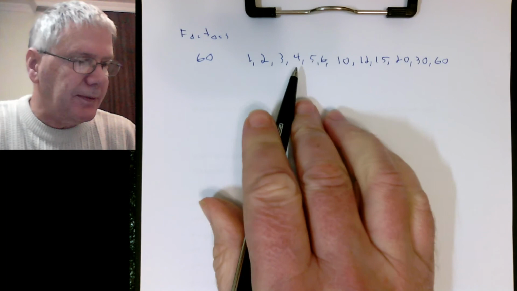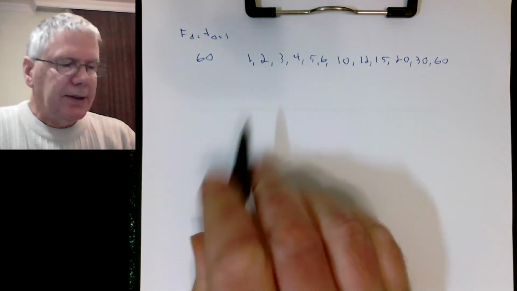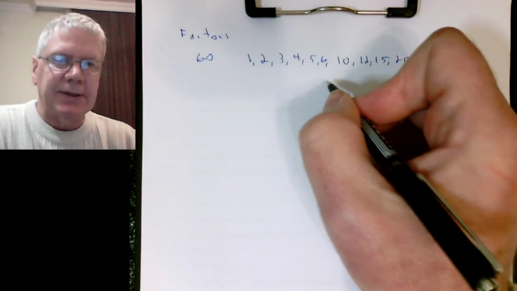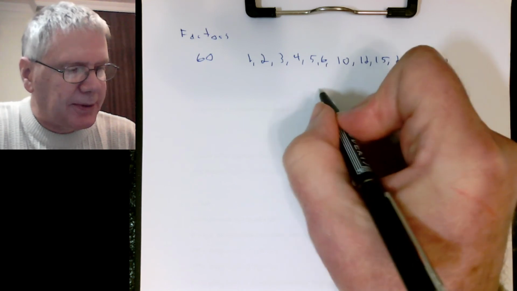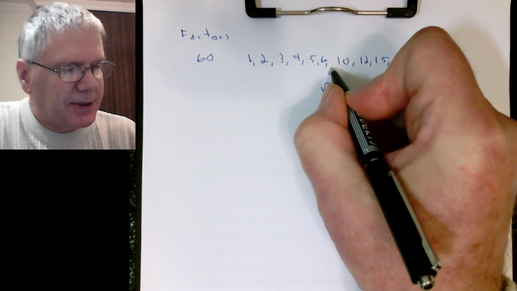1, 2, 3, 4, 5, 6, 7, 8, 9, 10, 11, 12. And you can start going backwards, and I'll come back to the Sieve of Eratosthenes with this too. The square root of 60 is 7 point something. It's right here.